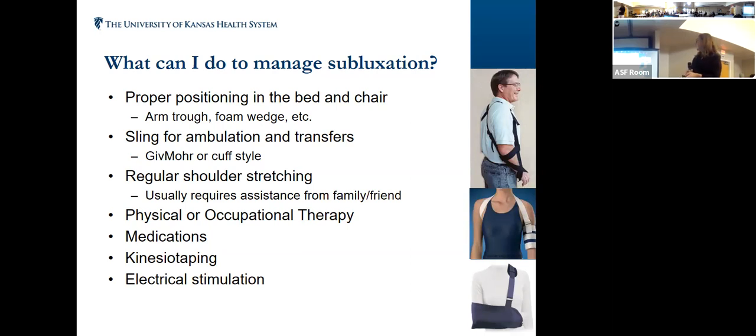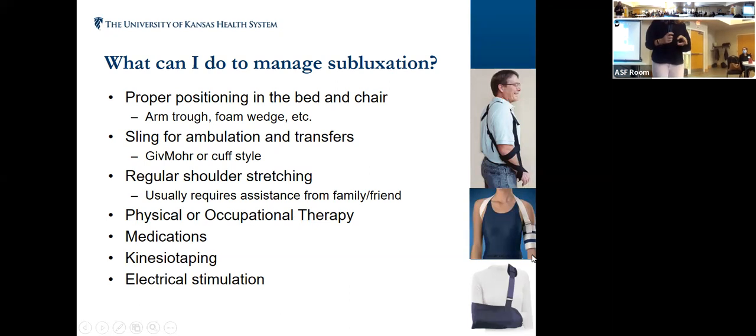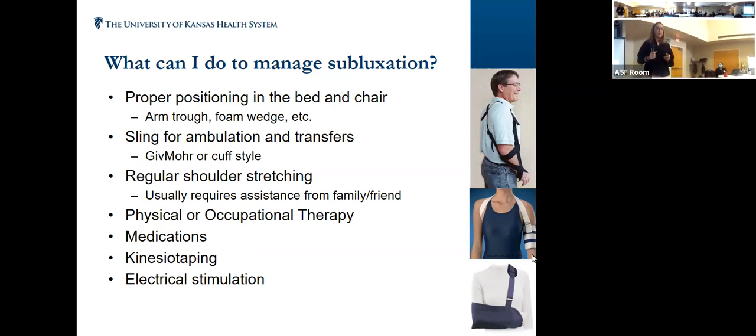So what can I do to manage this? Kind of move this out of the way. Okay, so now maybe you can see it a little better. So proper positioning. So we kind of talked about the arm trough, the foam wedge if you're sitting in a wheelchair or if you're in bed, put some pillows underneath it. If you are somebody who stands and takes some steps, you can wear a sling.